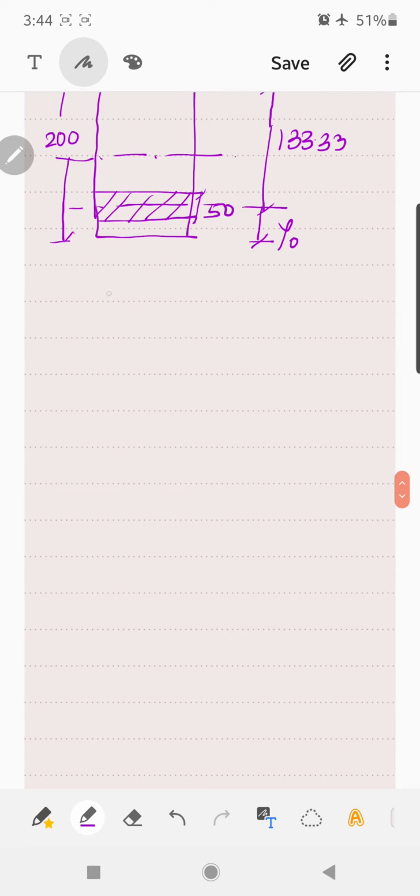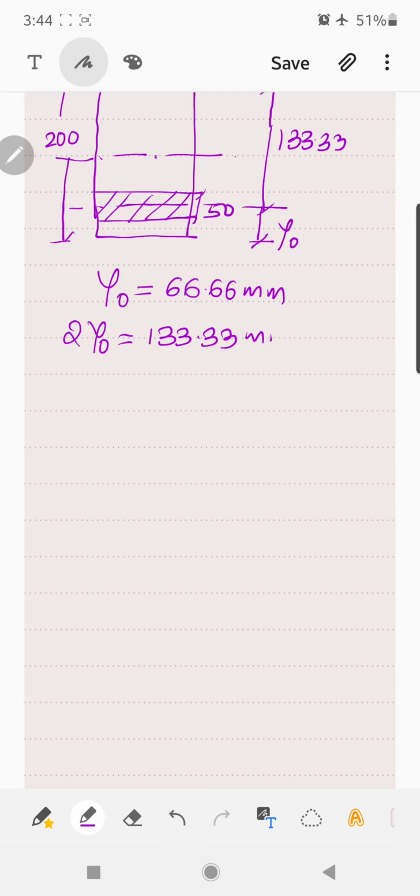So y naught is equal to 66.66 mm. So therefore 2 y naught is 133.33, and 2 yp naught is the depth of the anchor plate, which is 50 mm. So we cannot take 2 y naught as the depth of the section directly as 200 mm. As per Guyon's method, the y naught is from the bottom portion to the center of the anchor plate. This is the y naught value.